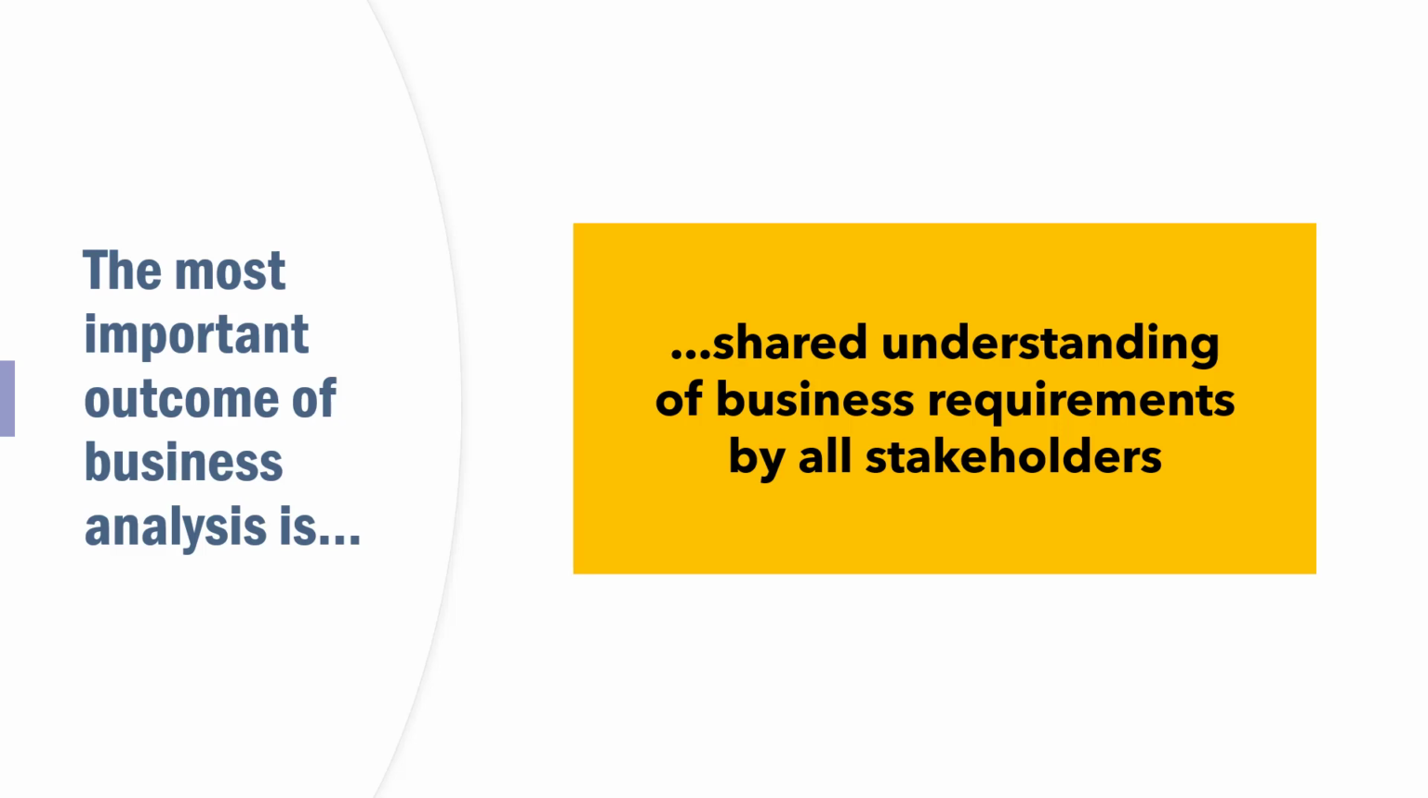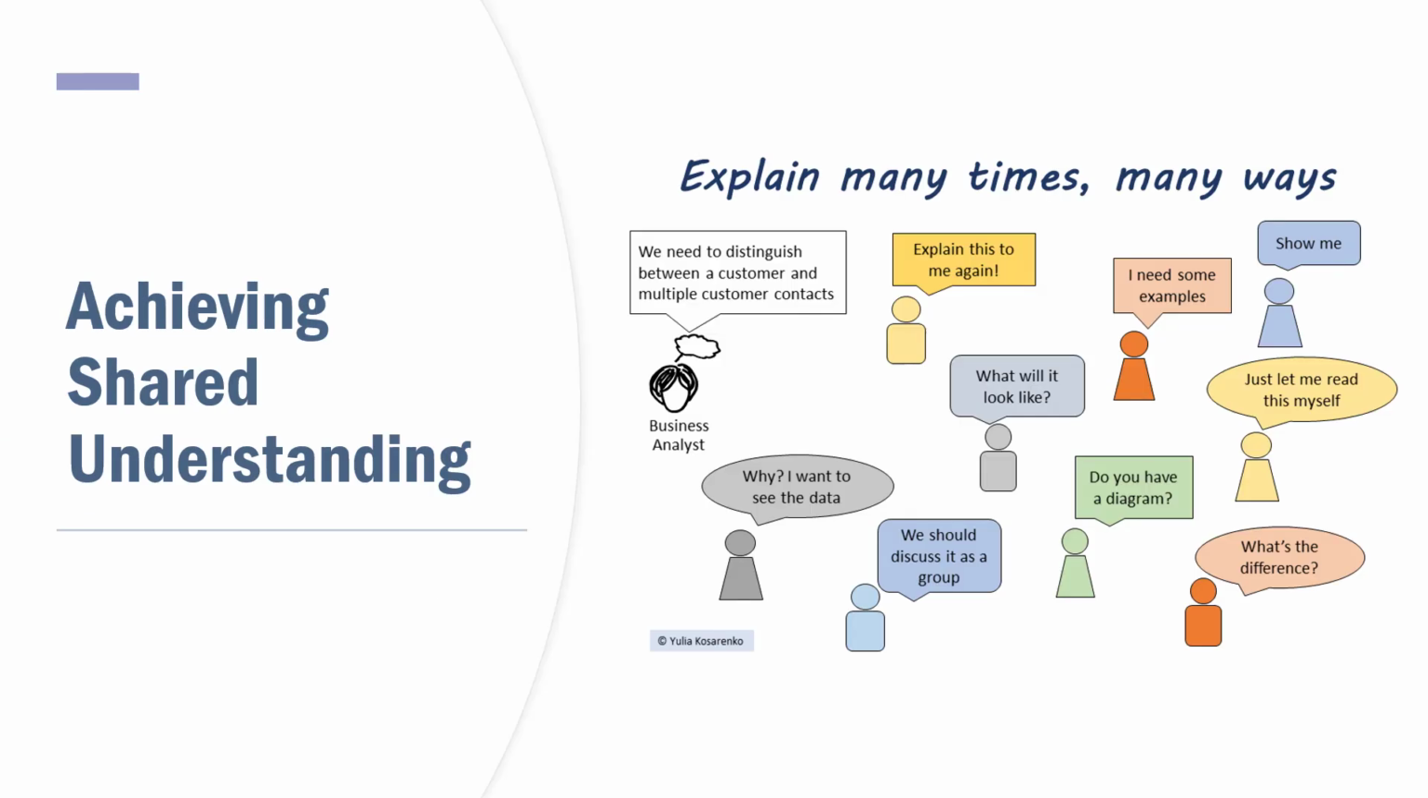So if you have a team of your stakeholders and designers and architects and QA leads and business analysts and whoever else is on your project, your goal is to make sure that all of them agree on what they are building, right? They agree on the understanding of business requirements. So now that we've agreed on this important point, how do you achieve that shared understanding of requirements?